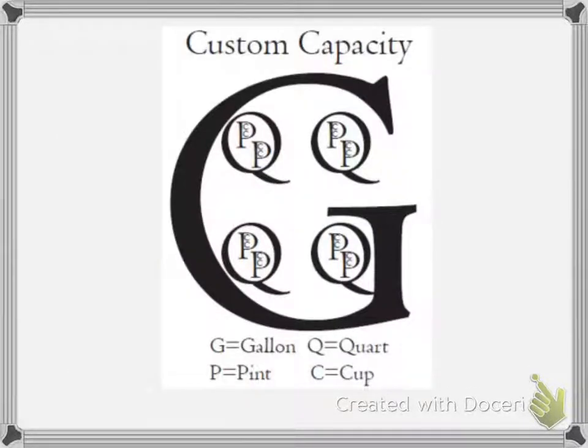Here's a picture that I want you to memorize and remember when we're doing measurement with capacity, with gallons and cups and quarts and pints. I want you to think of the big G as 1 gallon, and the 4 Qs are 4 quarts, and 4 quarts are in 1 gallon. But within each Q, there are 2 pints. And then little tiny cups are inside each P. There are 2 cups in each pint.